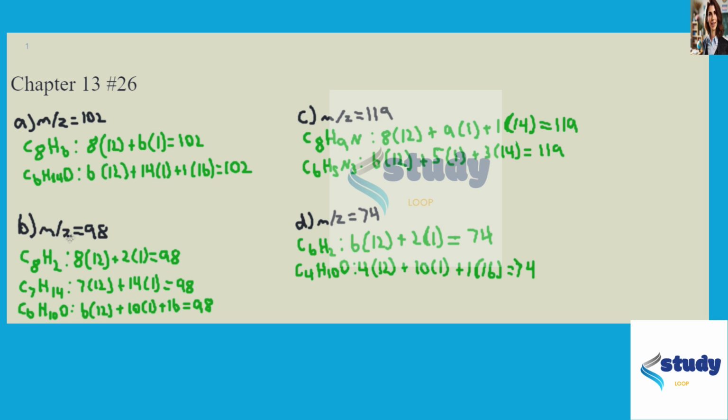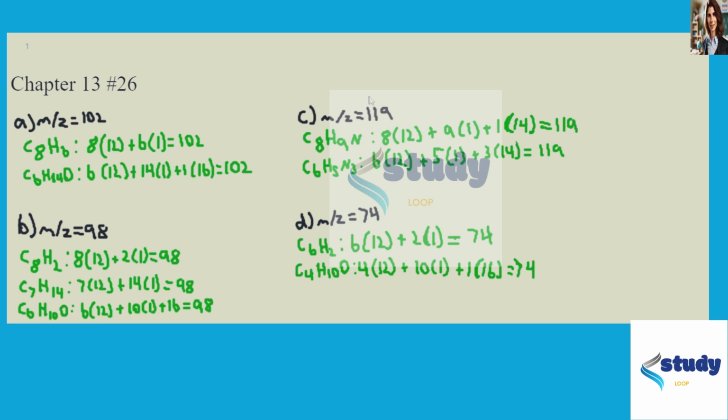So for B, we're given a molecular ion of 98. I've drawn 3 formulas here, just because there are 2 easy ways to satisfy this with just hydrocarbons. And then I did want to include one with oxygen, just because oxygen is pretty common in organic molecules. And so I thought it might be good to include all 3 of those.